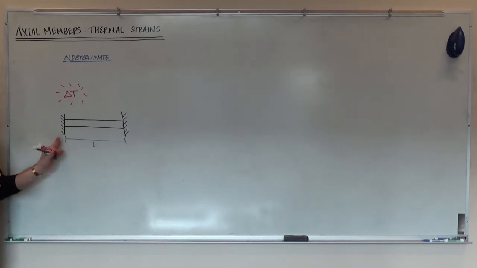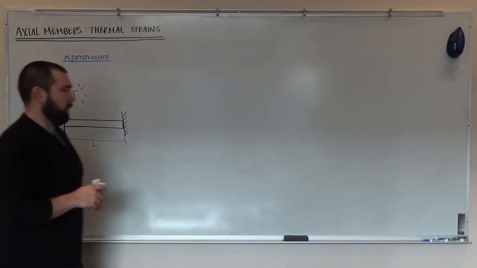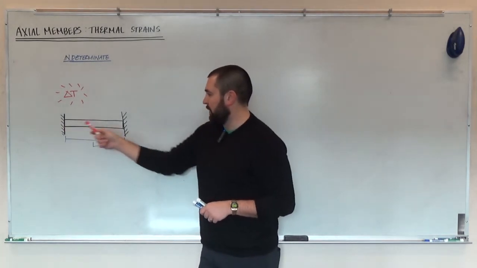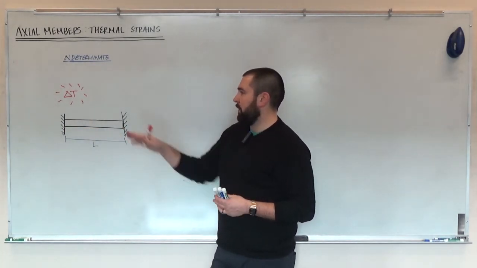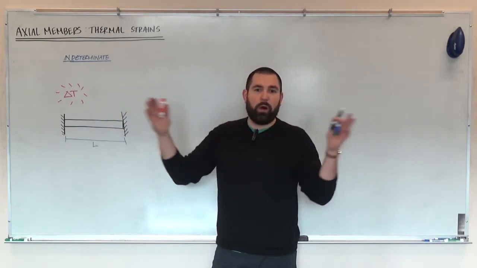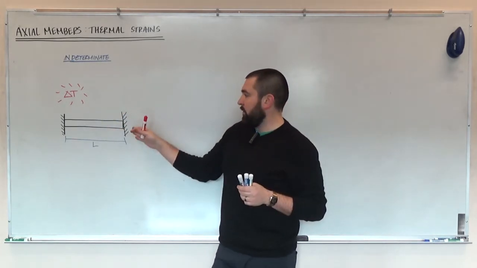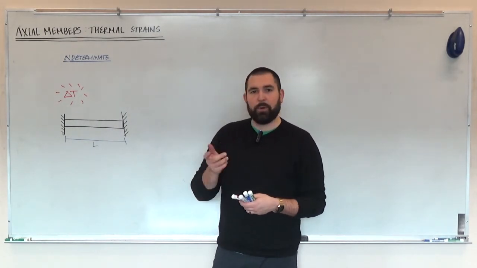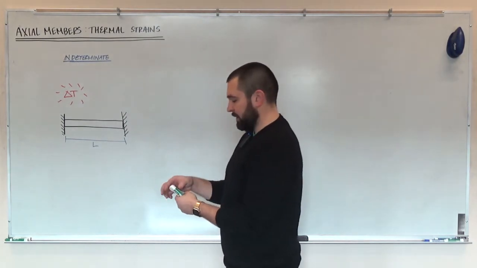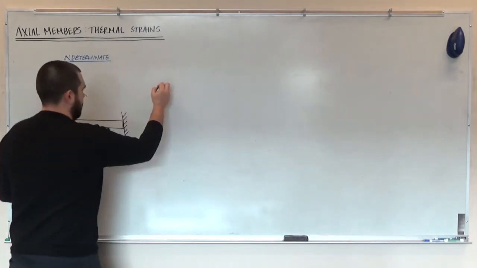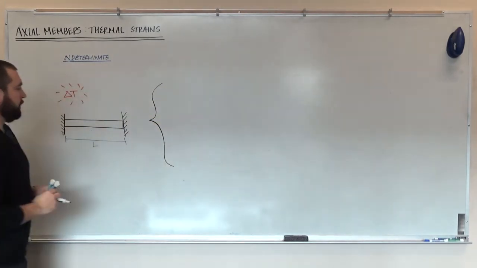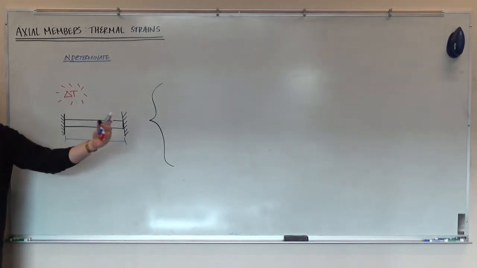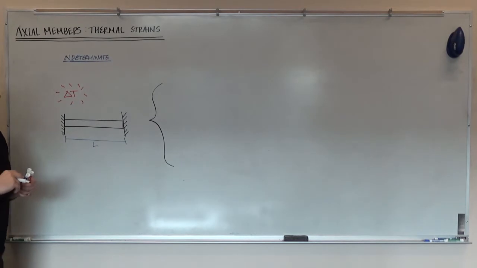And so with this setup right here, the column can't actually change its length. It's fixed on the left, it's fixed on the right. So even though I'll apply a change in temperature and it wants to elongate, these fixed supports prevent it. And I think it's helpful to think about the force and flexibility method here, because that kind of shows you how these thermal effects will end up inducing an internal force here, whereas when it was unrestrained, there'd be no internal force induced by a thermal change in temperature.